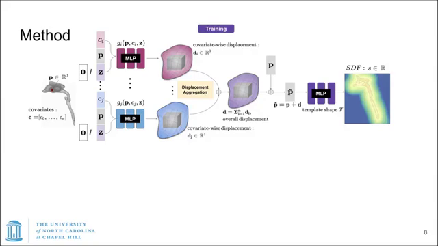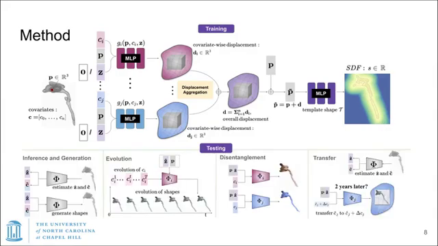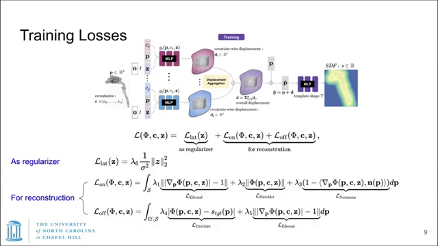During training, we learn the templates and MLPs for covariate-wise displacements. Zero latent codes would give no displacement to the template shape. At test time, we evaluate the trained MLPs for shape reconstruction, evolution, disentanglement, and shape transfer. The training losses are composed of a regularizer for latent codes and shape reconstruction losses.